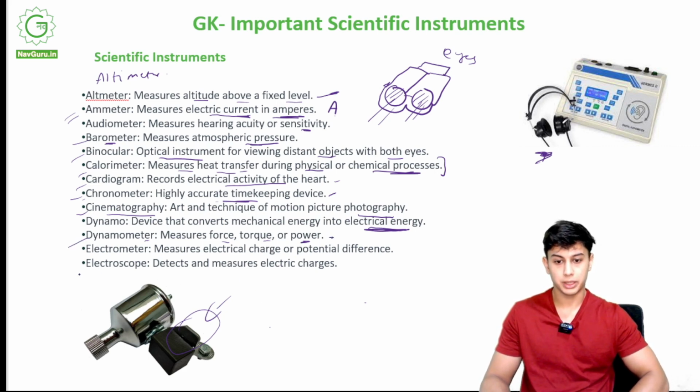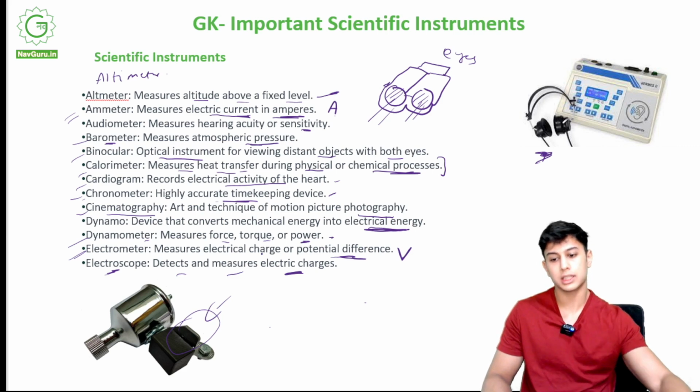It is a dynamometer. Electrometer measures the electrical charge or potential difference. Electrometer measures the potential difference in volts, also a voltmeter. Electroscope detects and measures electric charges. So an electroscope will detect if there is an electric charge, and it measures how much electric charge is present.